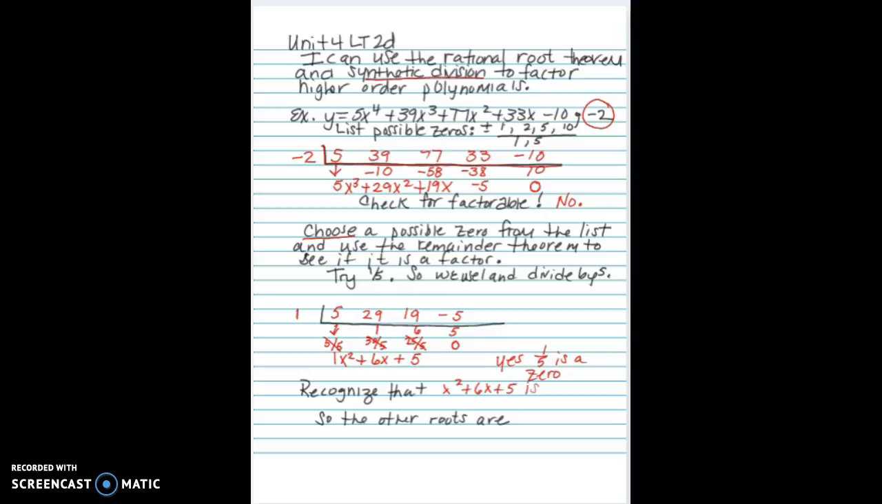And I know that that is actually a factorable trinomial. So instead of having to continue with synthetic division, I can factor that. My factors of x squared are x and x. This is positive and positive, and my factors of 5 that add to 6 are 5 and 1. So there's my two factors equal to 0. So my other roots are x plus 5 equals 0, giving me negative 5, and x plus 1 equals 0, giving me negative 1.